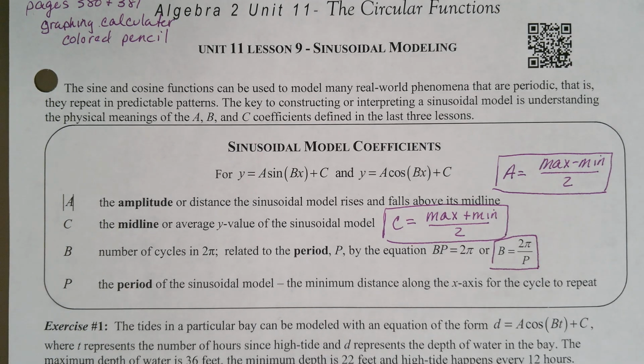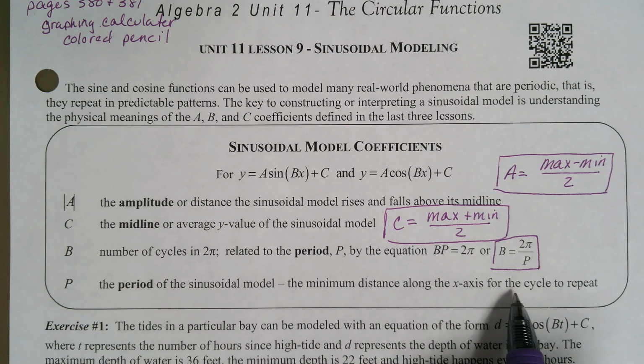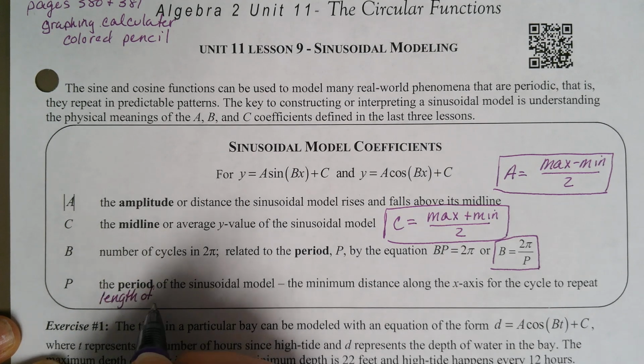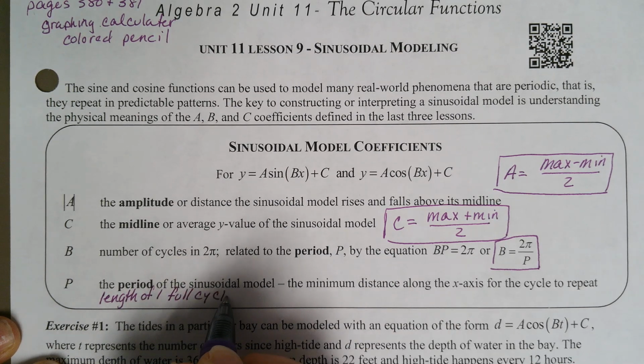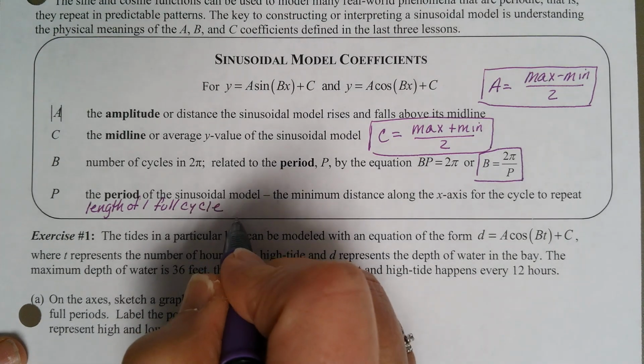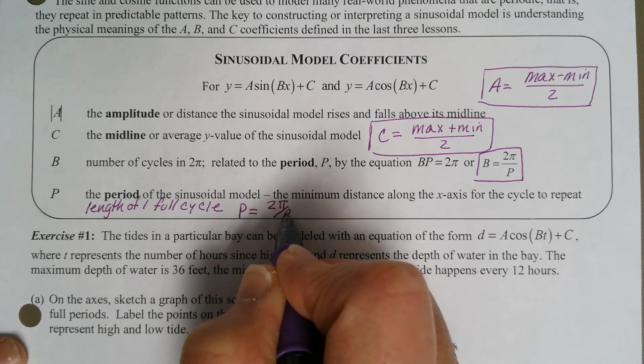And the period is the minimum distance along the x-axis for the cycle to repeat. Period is the length of one full cycle. Period equals 2 pi over B.